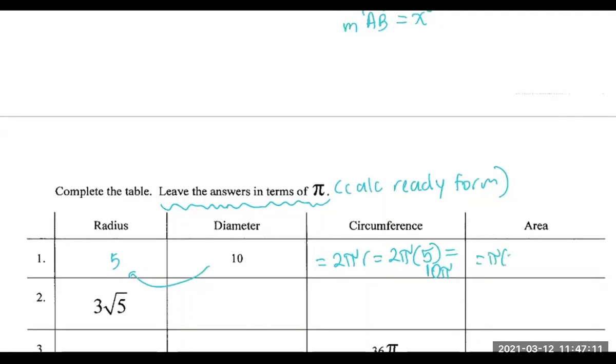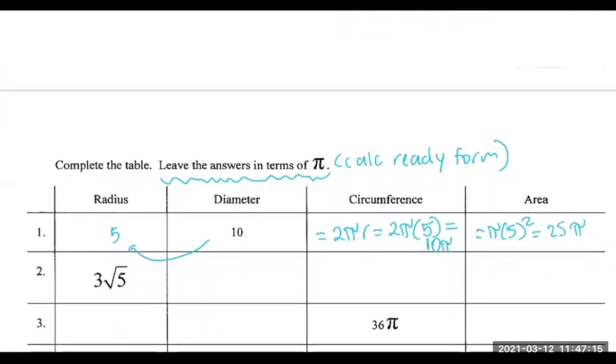So pi r squared. Once again, don't bother with the calculator for simplifying this when you're given the option to leave it in calculator ready form. Okay guys, so in the chat, if your radius was 3 rad 5, what would you say the diameter is? I'm just double checking to make sure you know how to multiply that by 2.